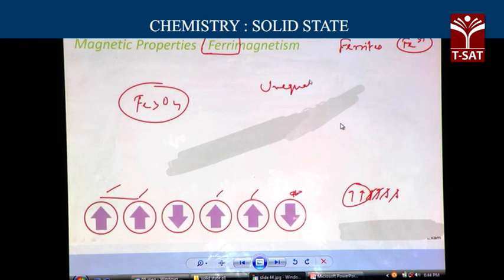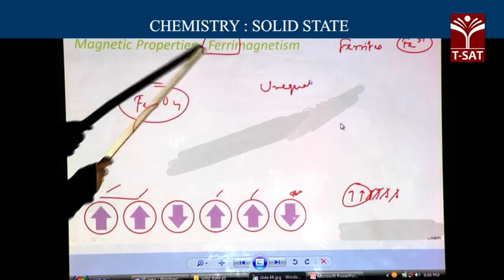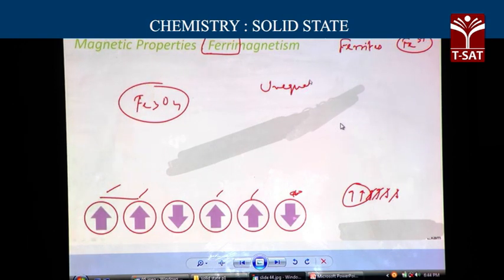Last one is ferrimagnetic substance or ferrimagnetism. The term ferri comes from ferrites. Ferrites mainly contain Fe+3 ions. An example of a ferrimagnetic substance is Fe3O4.